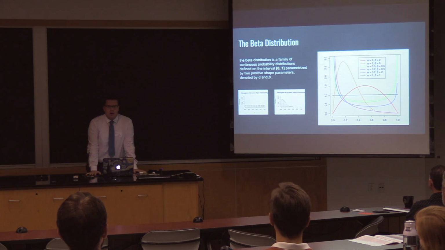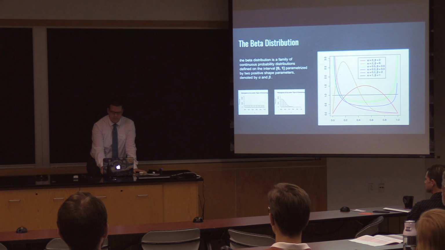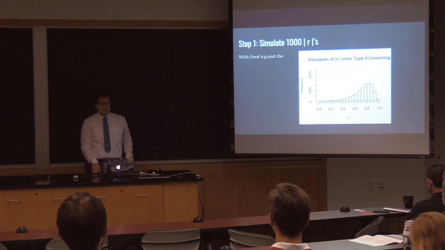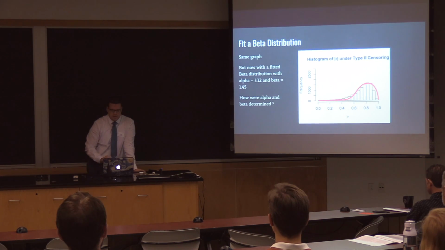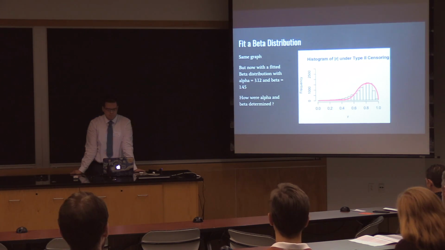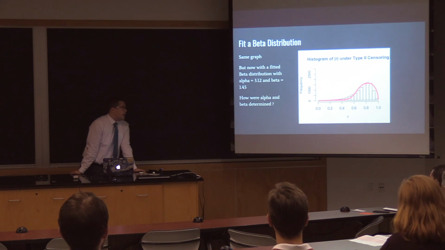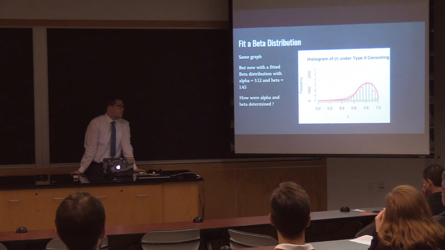So to begin actually looking into whether the beta distribution could approximate the sampling distribution of the absolute value of R, we simulated 1,000 absolute values of R, where we fixed the values of n, p, and rho. We then took the same sampling distribution and fit a beta distribution onto it. In this situation, alpha was equal to 3.12 and beta was equal to 1.45.